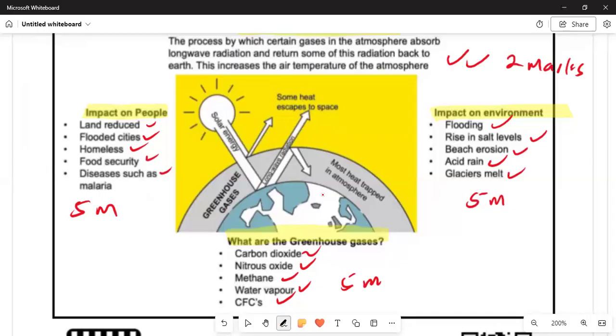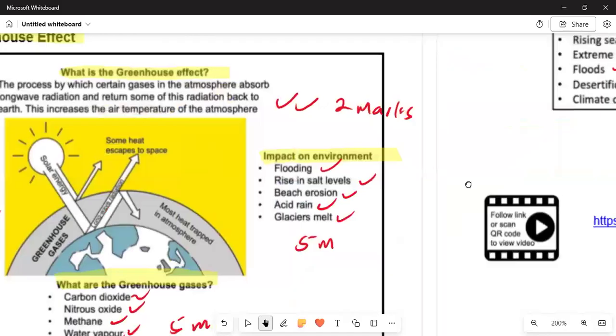Number five, and then if we are moving on again, we must understand that we can be asked the question, what are the greenhouse gases? Carbon dioxide, nitrous oxide, methane, water vapor, and then the CFCs. Those are the concepts that we must understand, and it can be for 5 marks.